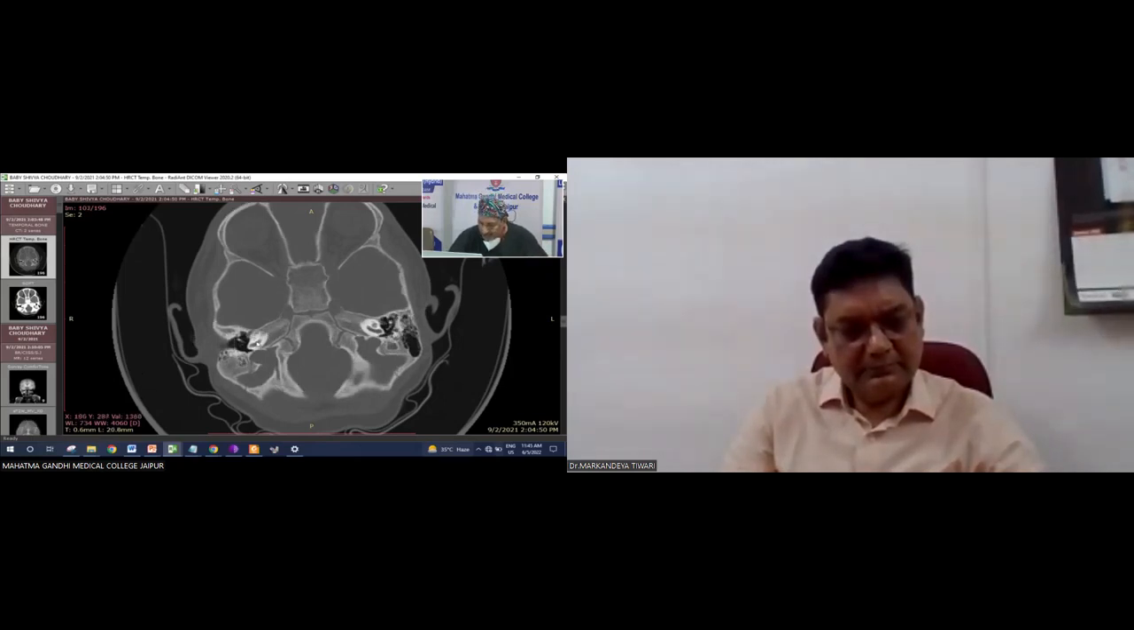Now, this is the basal turn of the cochlea. In the long axis of the basal turn, you are supposed to implant. Now, how are you coming in the posterior tympanotomy? Let me tell you the angulations. This is the long axis of the basal turn of the cochlea where we need to implant.